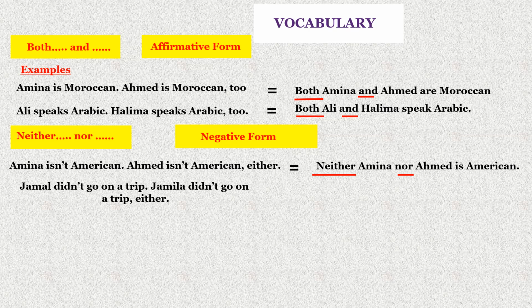Let's have a look at one more example. Jamal didn't go on a trip. Jamila didn't go on a trip either. To join these two sentences and avoid repetition, neither Jamal nor Jamila went on a trip. So, with negative form, we have neither nor. With affirmative form, both and.